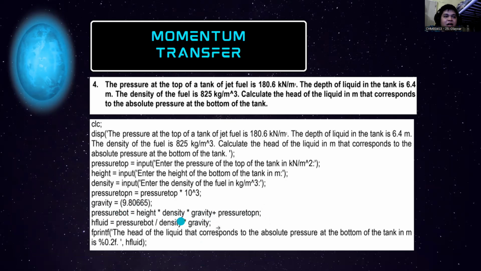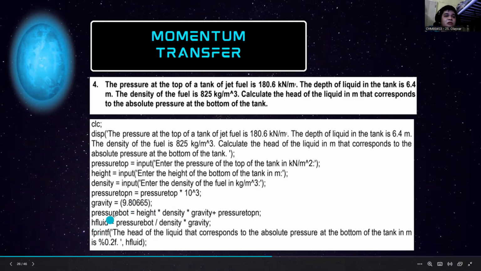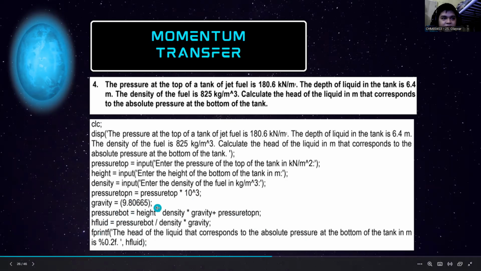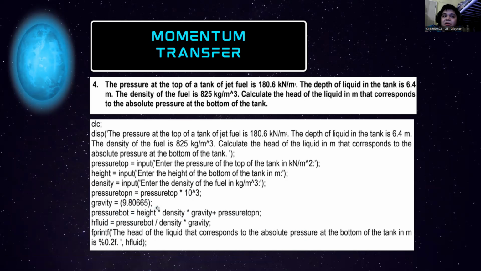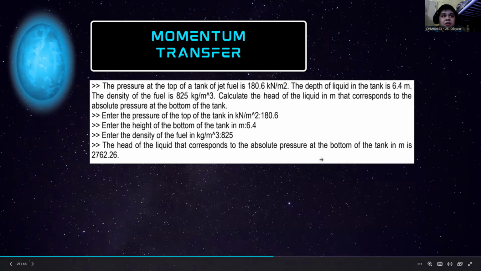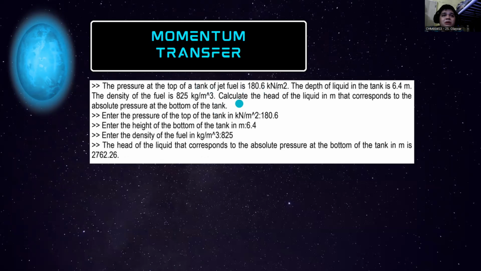After that, we will get the height of the fluid, which is the head of the fluid. We will get the head of the liquid by having the formula of pressure bottom, which is the result of the previous formula that we discussed seconds ago, over density times gravity. After that, we will get the results. And now it is the code, and this is the problem here.